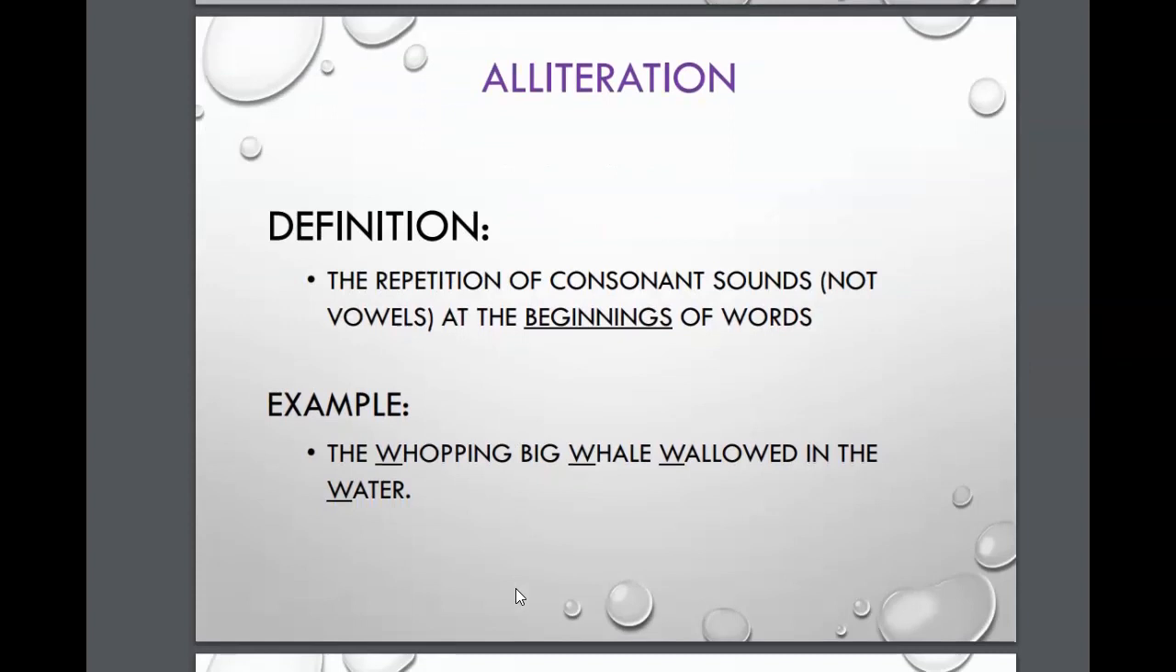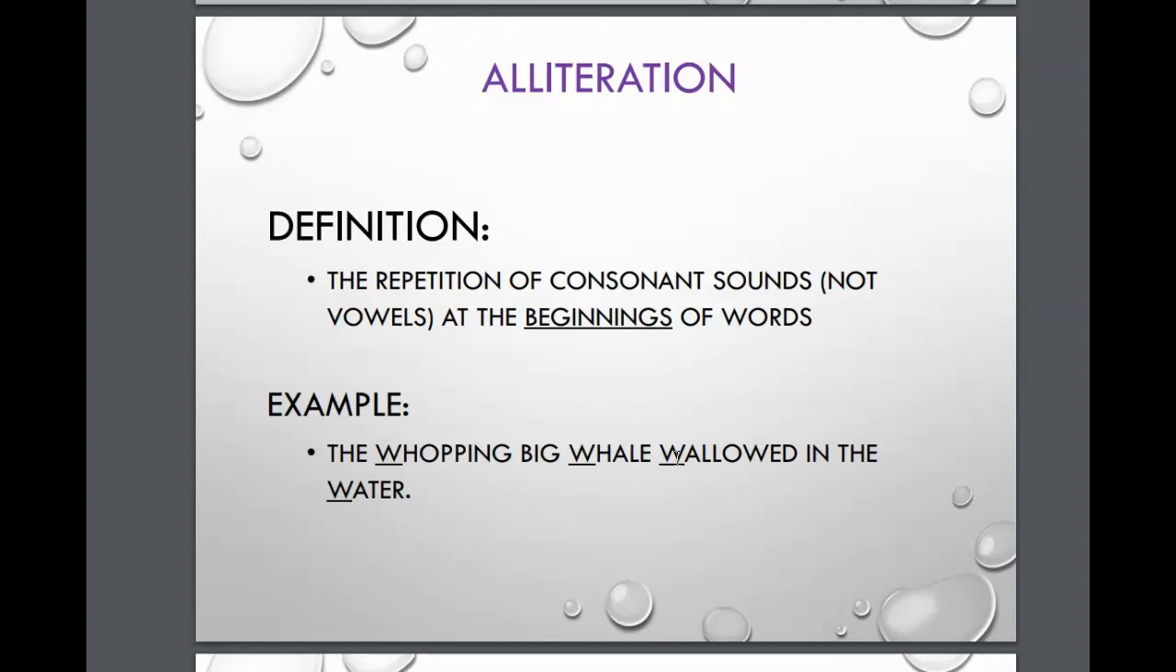Now our first term is alliteration. Alliteration is the repetition of consonant sounds at the beginning of words. A consonant simply means not a vowel. So words that do not start with A, E, I, O, or U. And the repetition of the sound needs to be at the beginning of the word. For example, the whopping big whale wallowed in the water. Because we have lots of words here that start with that same W sound, we have alliteration.